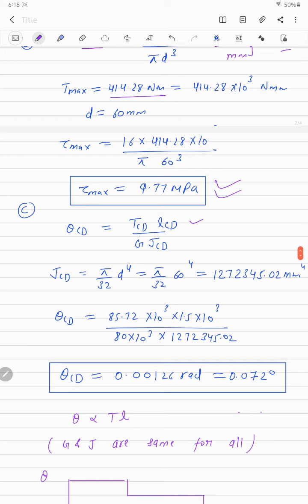The angle of twist we get from this formula will be in radians. If we have to convert it into degrees, we have to multiply by 180 by pi. That will be in degrees.